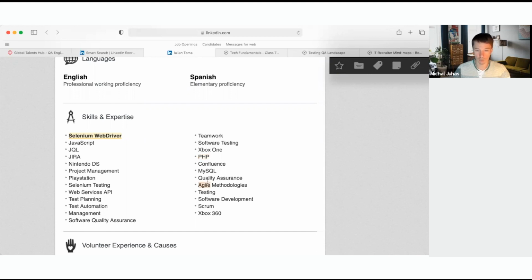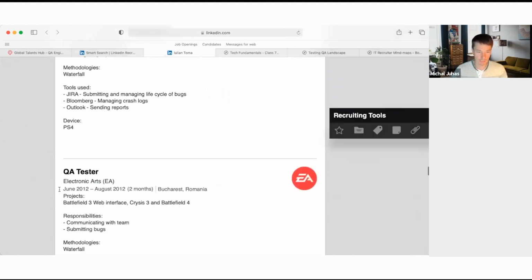And agile methodologies, quality assurance, right? This is the kind of profile where we see the right keywords. We also need to look at the overall experience. Does he have the level of experience we expect, around 3, 4, 5 years? Yes, because he started already in 2012.